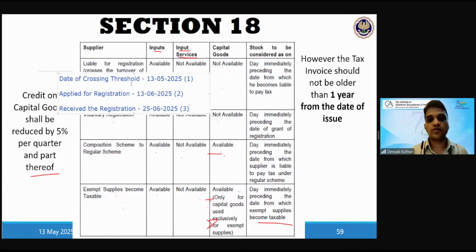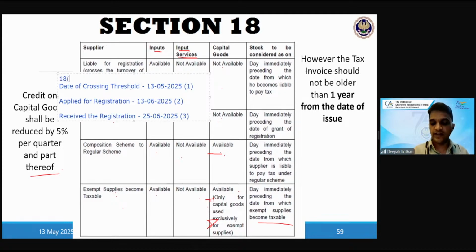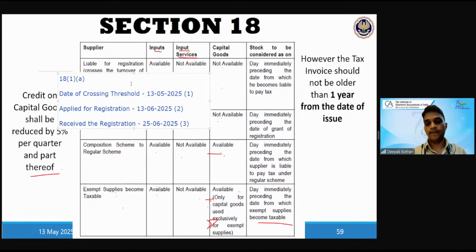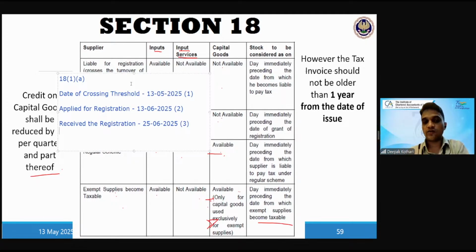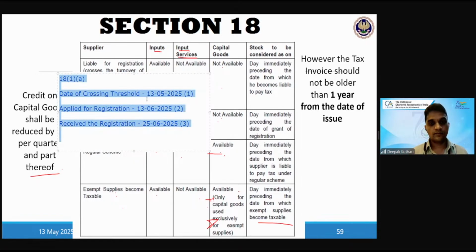Date of crossing threshold 13th May, applied for registration 13th June, received the registration on 25th June. I am talking about the case of 18(1)(a). In the 18(1)(a) situation, you will get credit as on what date? We have discussed this. The put-to-use concept is not there, still 14,400. Correct.